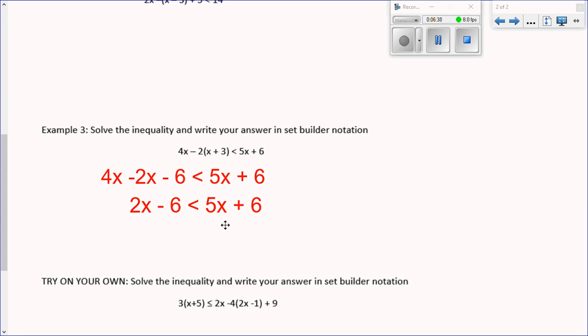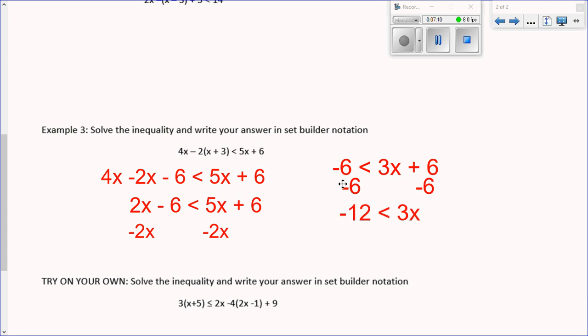Now I can start moving variables. So I'm actually going to move this 2x because I want to get rid of the smaller one. So I subtract 2x from both sides. It cancels out here. Excuse me. So I'm just left with the negative 6 here, and then the 5x minus 2x gives me 3x. Okay. Now I'm going to subtract 6 from both sides. Cancels out on this side, so I get negative 12 is less than 3x.